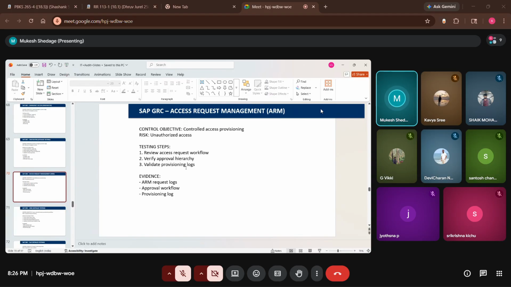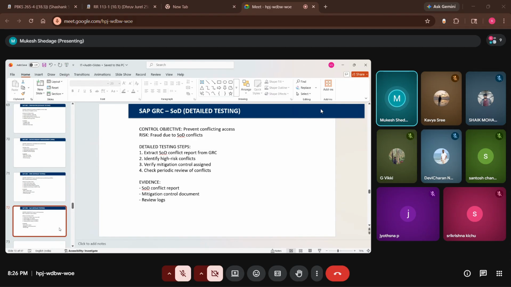Got it? Any doubt in ARM? So ARM is nothing but similar to our user access review. Any doubt, guys? Yes or no? No. Okay. Now SOD, we have already seen how to do SODs, right? Extract the report, see who granted the access, who initiated, and who approved the access.